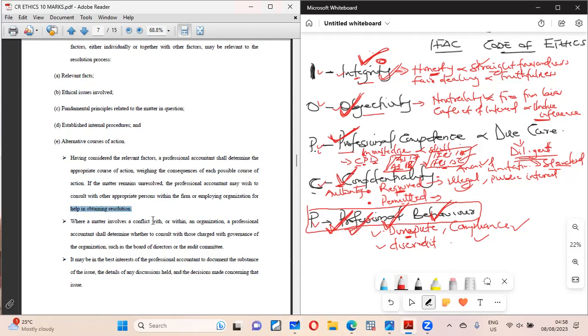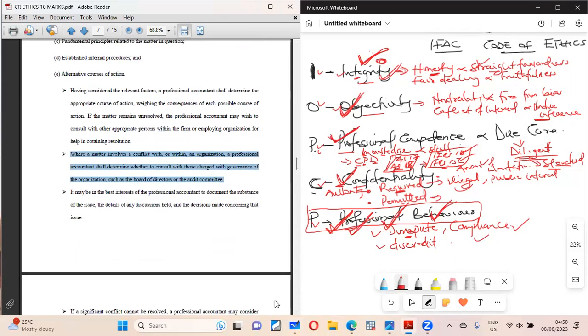So where the matter involves a conflict within an organization, the professional accountant shall determine whether to consult those charged with governance, such as the board of directors or the audit committee. Can you go over the head of the person who is influencing that thing happening? You ask yourself. All right.